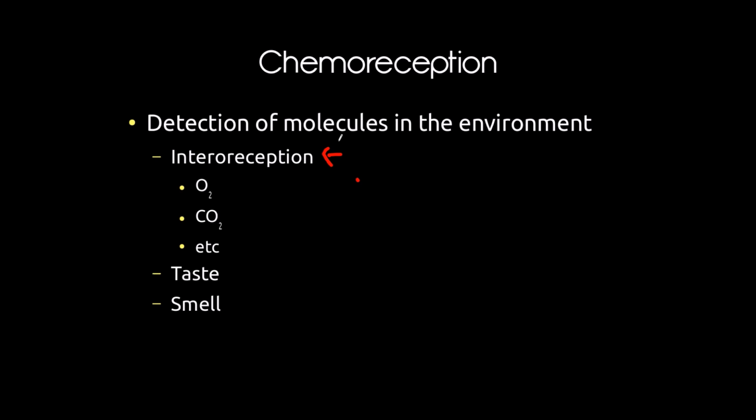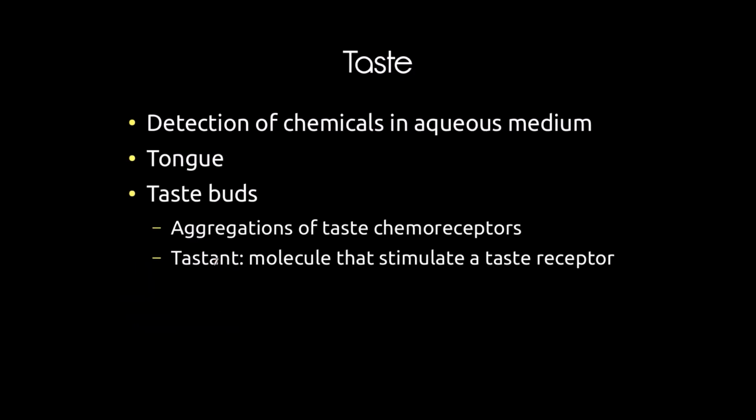I'm not going to talk very much about interoreception right now, because we're going to come back to that a lot later on when we're talking about various other physiological principles, so we're just going to leave that one there for the moment. What we're really going to be talking about is these other two right here, taste and smell. These are the two most prominent, well-known applications of chemoreception in vertebrates. So let's start out with taste. Taste is detection of chemicals specifically in an aqueous medium.